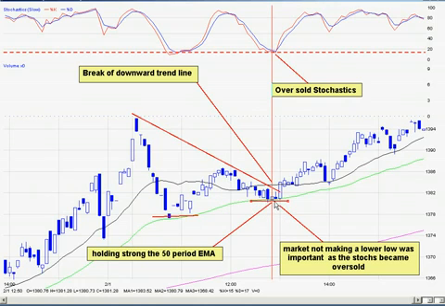So all of a sudden we're getting oversold on the stochastics. We're holding this moving average, and we're not making a double bottom, which would have been fine too, but we're holding levels here. So this is called a higher low, which is a bullish chart pattern. So again, this is three indicators.